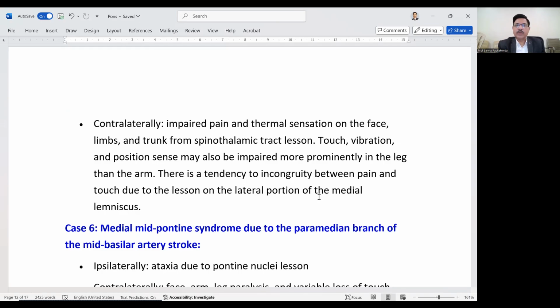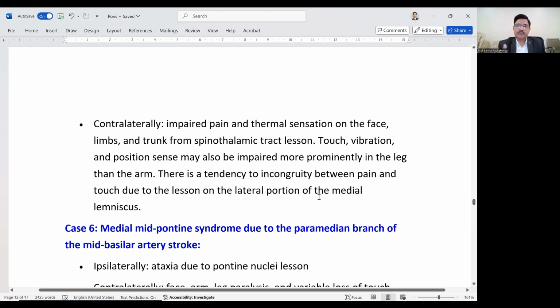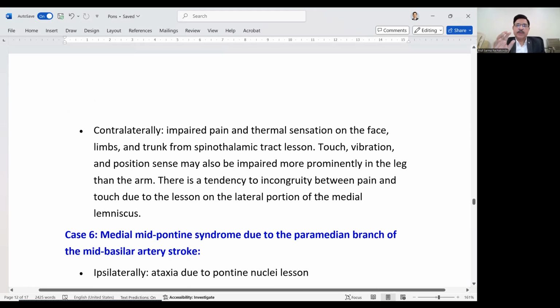There is a tendency to incongruity between pain and touch due to a lesion in the lateral portion of the medial lemniscus. What we are saying here is, if the medial lemniscus is affected, it produces impairment of pain, fine touch, vibration, and other sensations on one side.